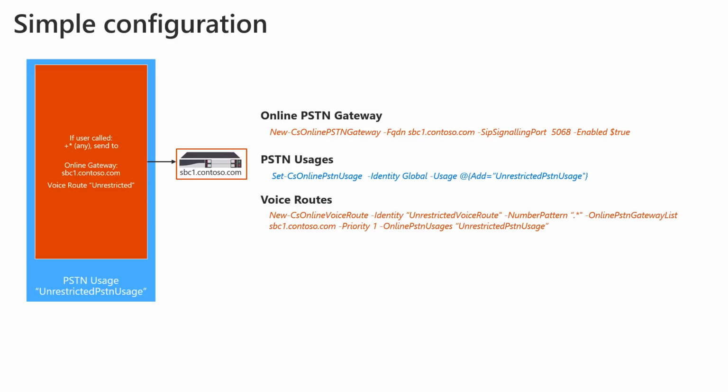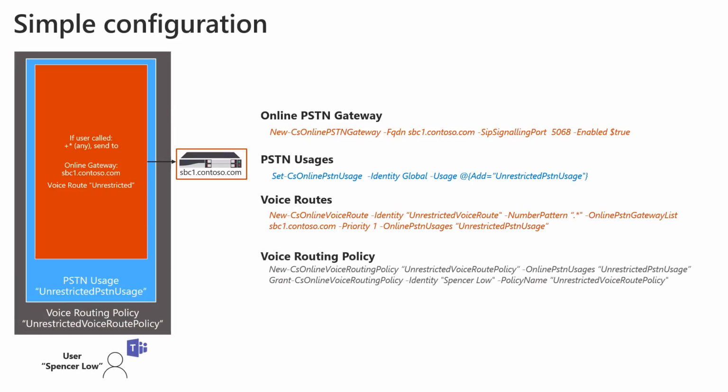Then we provide the gateways, the SBCs, so online PSTN gateway list is sbc1.contoso.com. We assign it a priority, 1, highest priority, and then we link it to the online PSTN usage, unrestricted PSTN usage. So if someone is allowed to leverage the unrestricted PSTN usage, now they will be able to use this voice route.